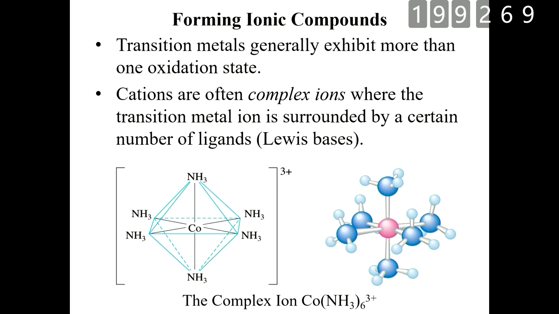So now you know what is a complex, right? A complex basically has a metal at the center, and it is surrounded by some ligands. The ligands provide electrons, shared by the ligands and the metal. Okay?